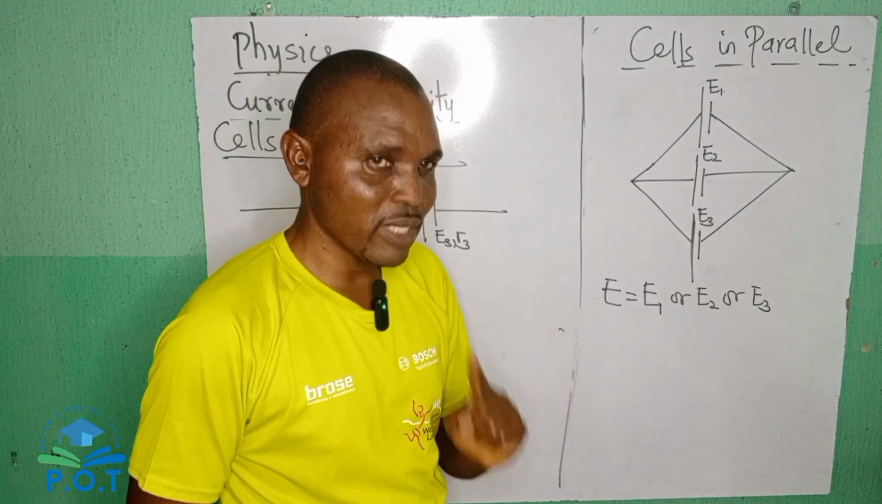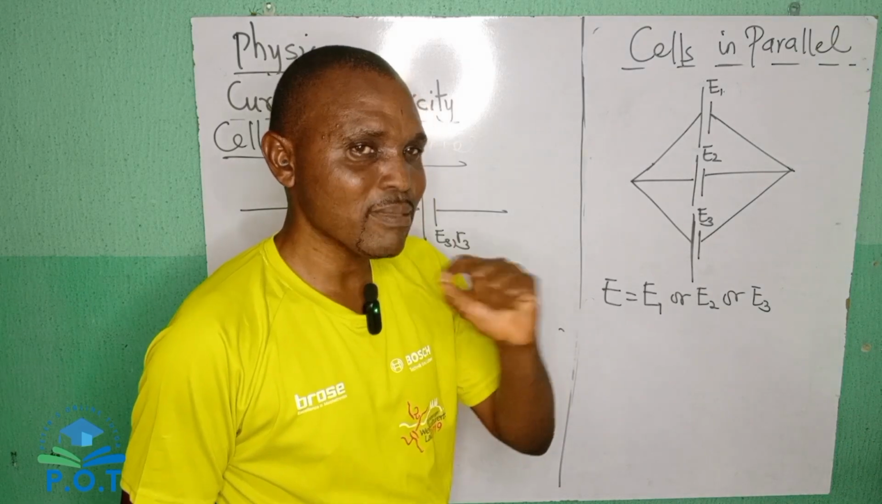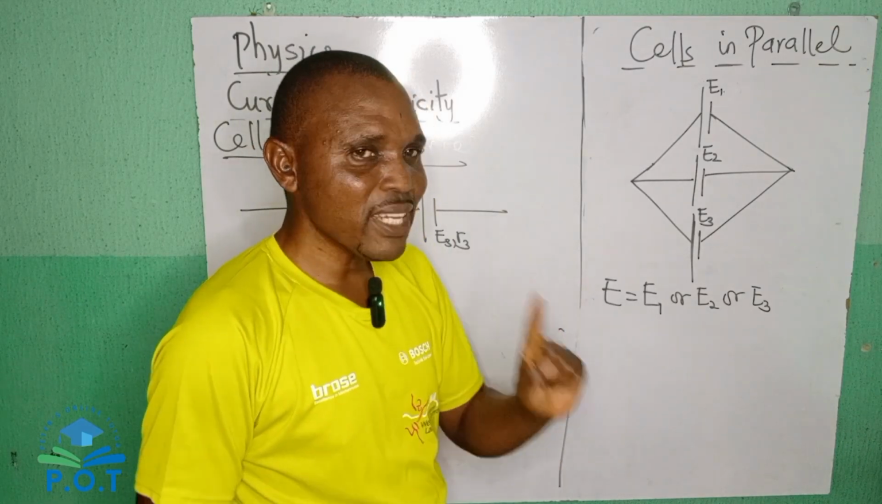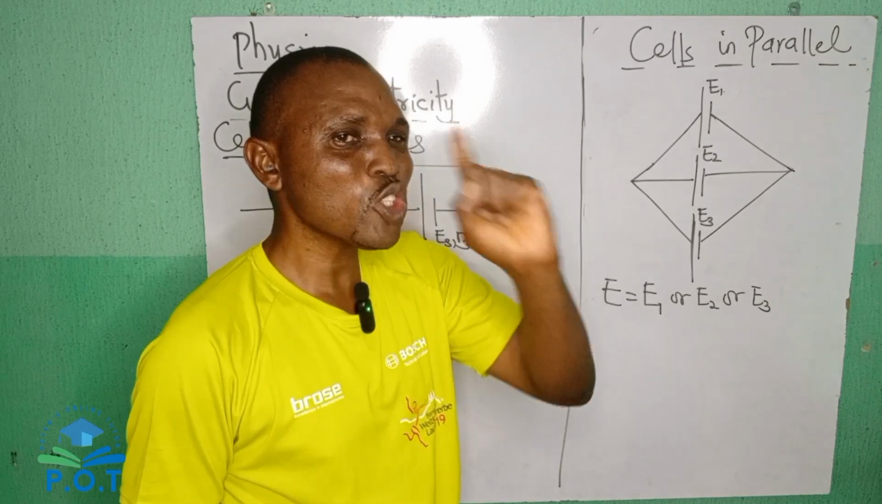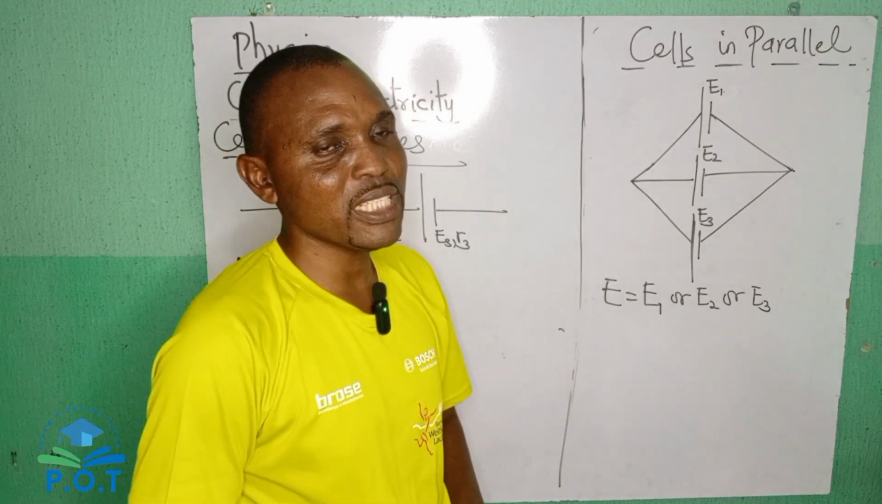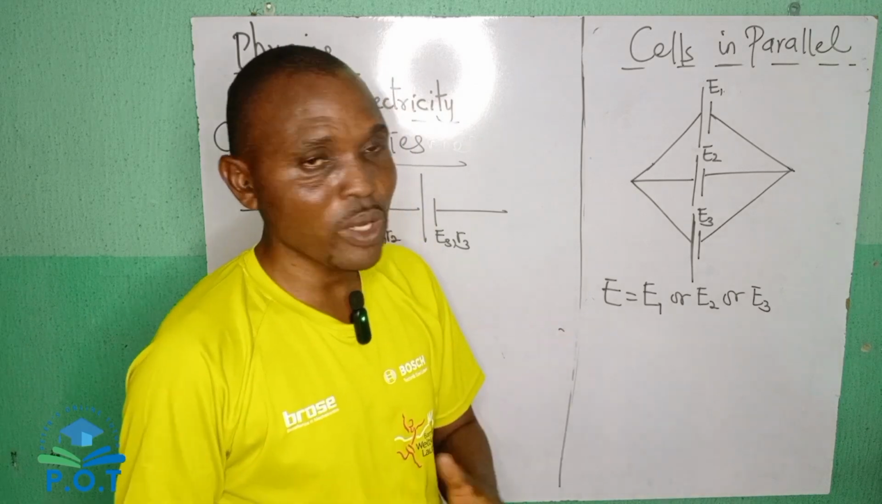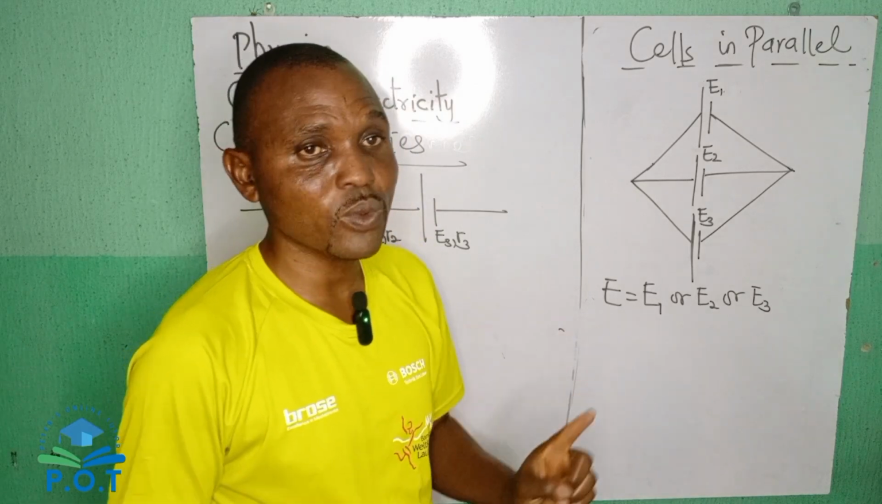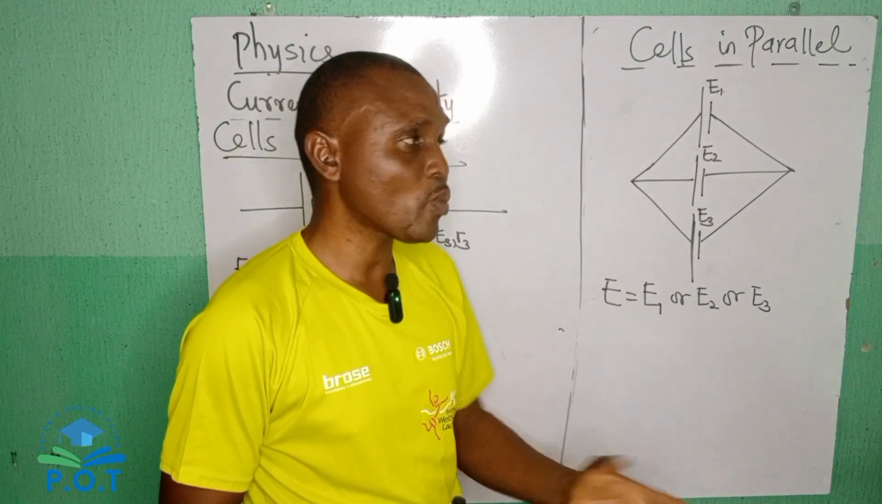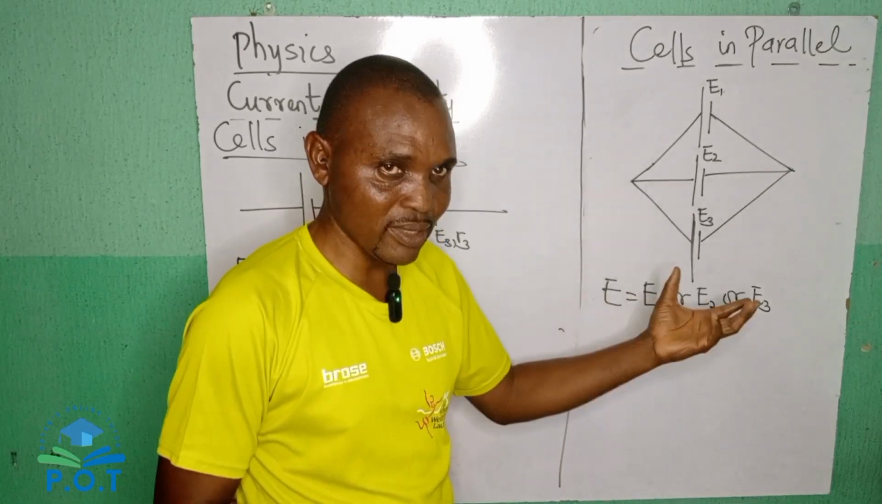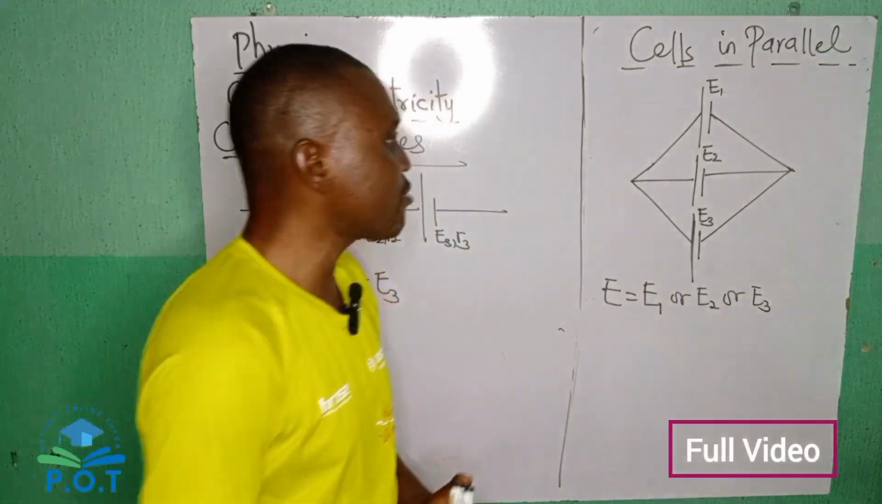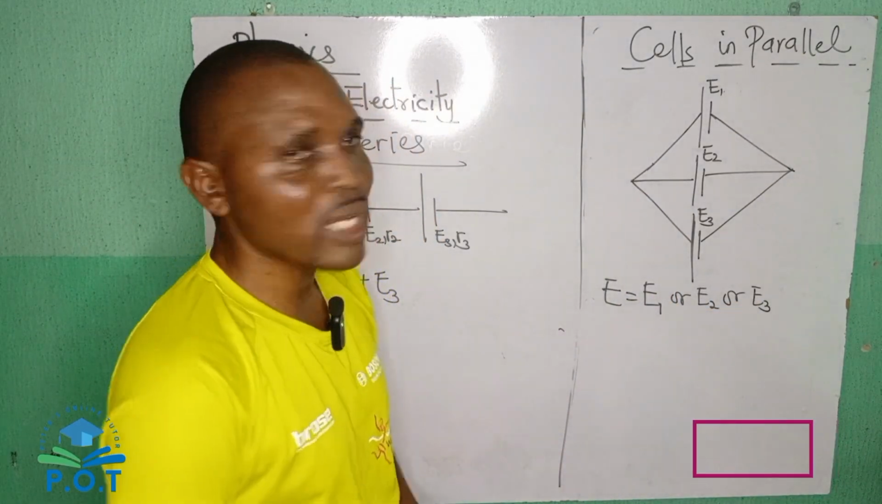So please do not forget, when cells are in parallel, the effective EMF is equal to just one value of the EMF of the cell, not for you to be doing 1 over E1 plus 1 over E2 plus 1 over E3. No, that is not how it is done when cells are in parallel. All right.